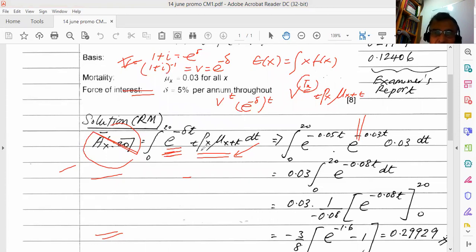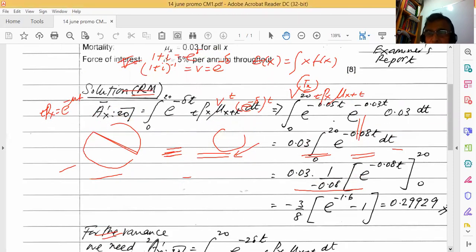Now you can plug these in because we are dealing with constant force. So tpx is e to the power of minus mu t. I've done that here for you. And we know the force of interest, so we can plug that in as well: e to the power of minus 0.05 t. The term is 20 years, so the integral limits go from 0 to 20. And of course, we have this mu here, which is constant. You clean this up and you'll get a simple integral, which you can do yourself. Plugging in the values of 0 and 20, you'll get an answer of 0.29929. I'm not talking about the integration because that's easy for us to do.